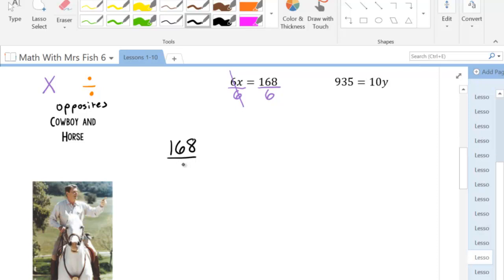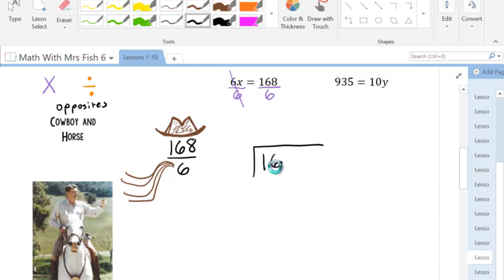168 divided by 6. We're going to put a cowboy hat. You can see why Mrs. Fisher teaches math and not art. The cowboy always rides on top of the horse, and here's the horse's tail. Isn't that beautiful? You're wondering where I'm going with this. The cowboy gets to go inside the house, but the horse has to stay outside because he poops on the floor. And yes, every now and then I'll throw in a little bit of potty humor. Maybe it's because I work with middle school students, I still laugh at potty humor.